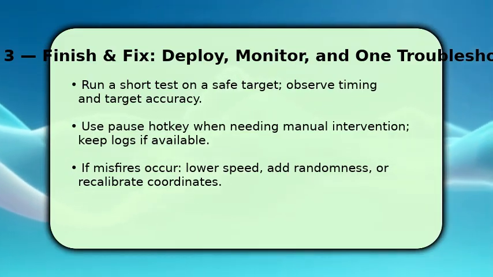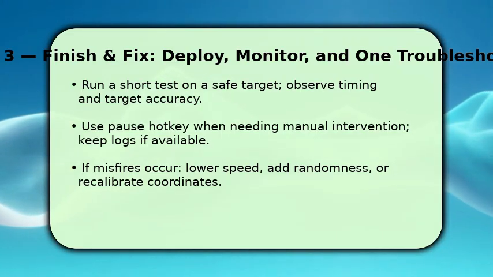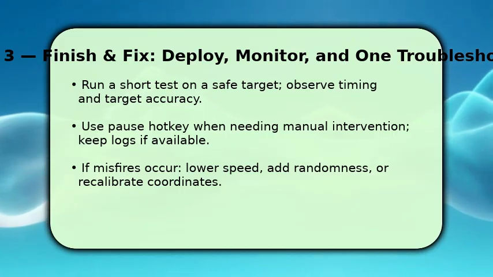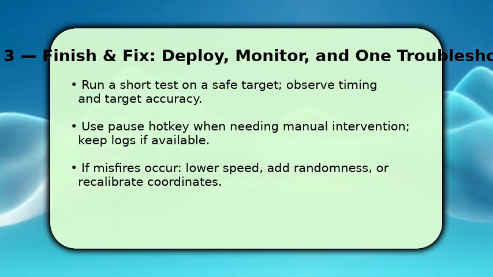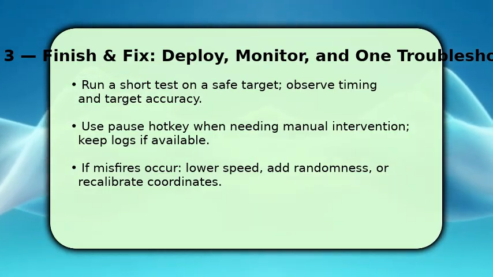If clicks misalign, reduce speed, add a small randomness value to mimic human input, or recalibrate the coordinates. Logging helps diagnose intermittent issues. Finally, make backup profiles and clean up permissions when finished to restore system security.